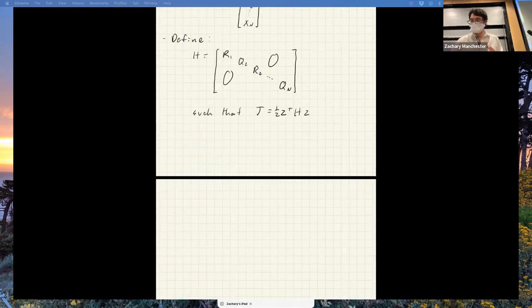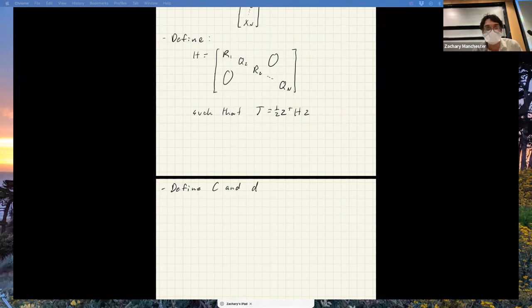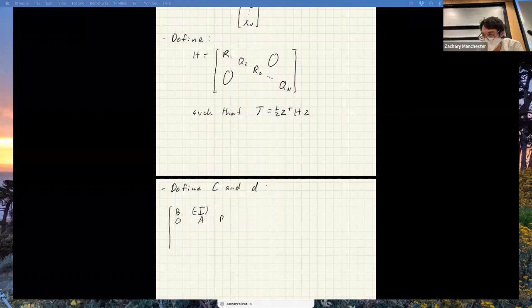Okay. So that's cool. Now we're going to define some more matrices. This matrix C and this vector D, such that the dynamics are one big linear constraint function. So I just want to write the dynamics down for the whole trajectory, kind of as one big matrix equation. So that looks like the following. And this is minus identity, just to be clear. And then we're going to have 0, A, B, minus I. And then the rest of this is zeros.